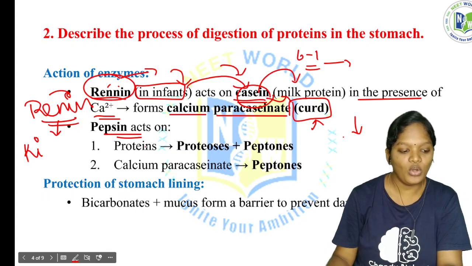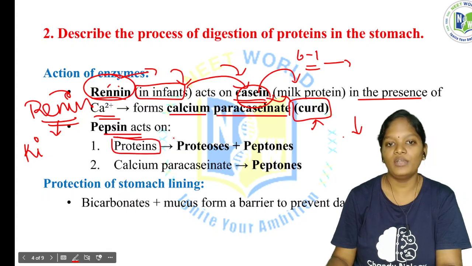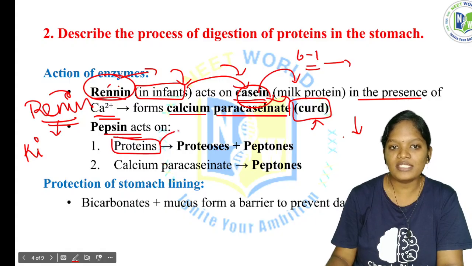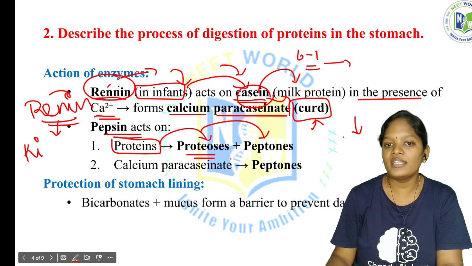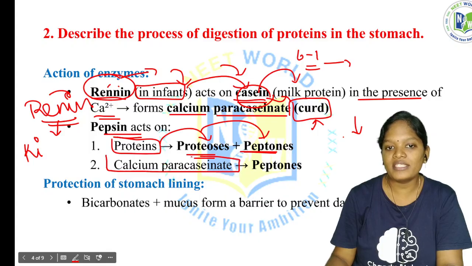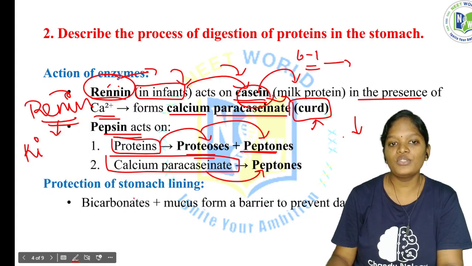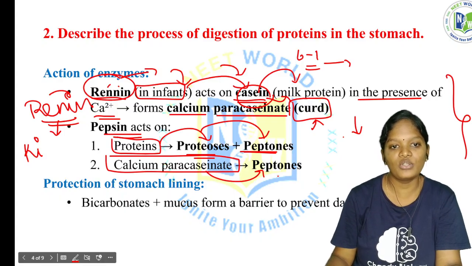Now this pepsin, what is the function of this pepsin? Pepsin acts on the protein. Now this protein is converted into proteoses and peptones. Proteoses plus peptones. So now this calcium paracaseinate is getting converted into peptones. Okay, so this is the action of the enzymes.